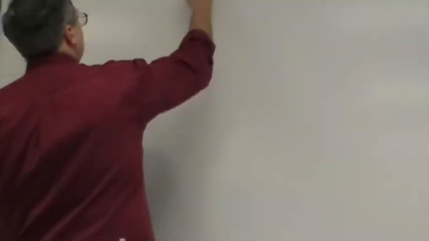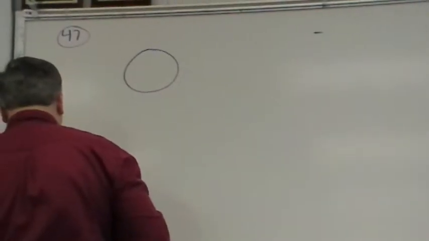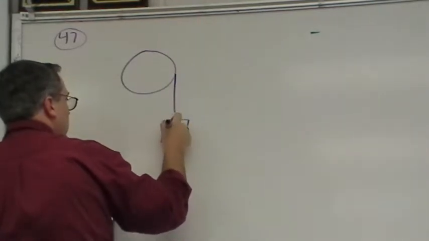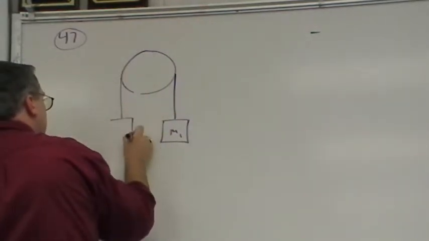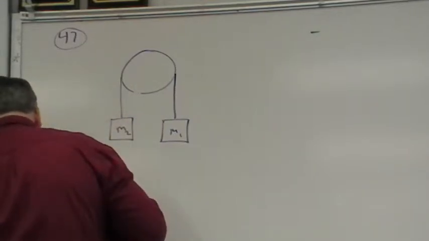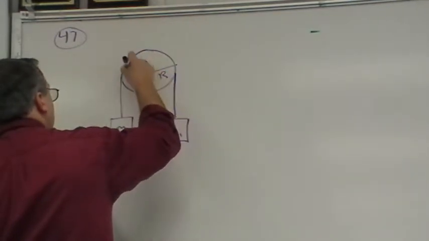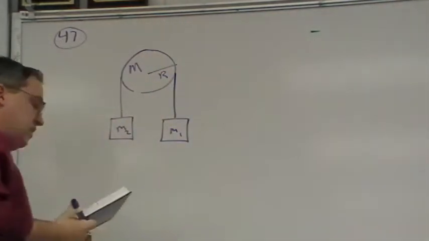An Atwood machine consists of two masses, M1 and M2, connected by a string that passes over a pulley. If the pulley is a disc of radius r and mass capital M, find the acceleration of the masses.